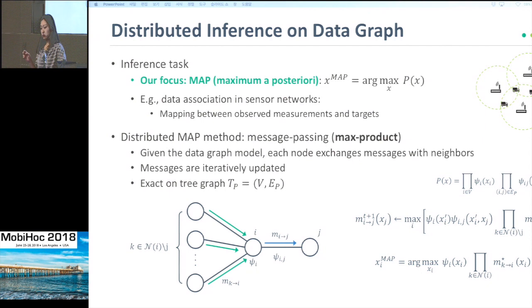Each node exchanges messages m_{i to j} at each iteration. The messages consist of this potential factorized term, and the messages are iteratively updated. At each node i, they receive the messages from the neighboring nodes, update the messages according to this form, and send the message to the other neighboring nodes. These iterations can converge to the exact solution of the MAP inference task if we consider the tree structured graph.